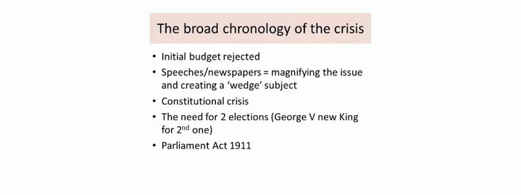So naturally, by creating a wedge issue where naturally David Lloyd George is going to win, it therefore means that already from day one he's pretty much likely to win, and it's just about keeping up that energy. There's a constitutional crisis, there's the need for 2 elections. George V, when he becomes the king halfway through 1910, says, I'm sick of this crisis, if you can get elected again, I will make the peers. That they get elected again. They just about win with the help of the nationalists, and therefore the Liberals get the Parliament Act 1911, which severely curtails the power of the Lords.